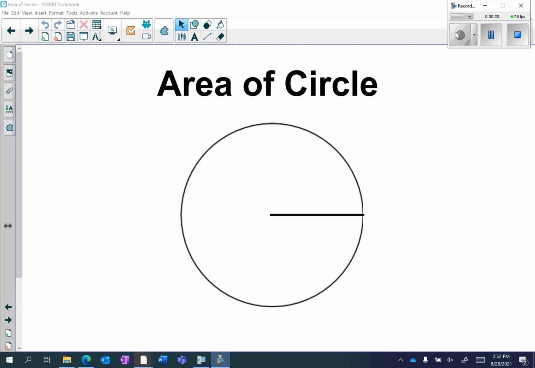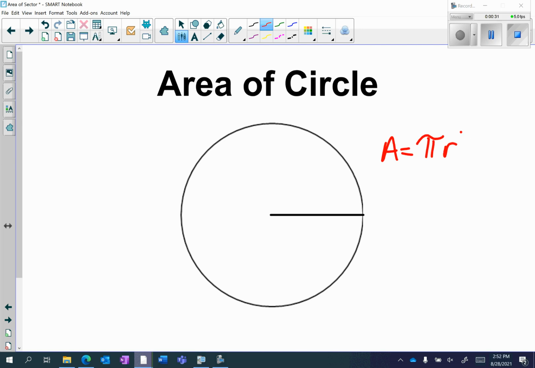In order to find the area of a sector, we first have to find the area of a circle. The formula for area of a circle is pi r squared, r being the radius. This line represents the radius. It's from the center to one of the endpoints.